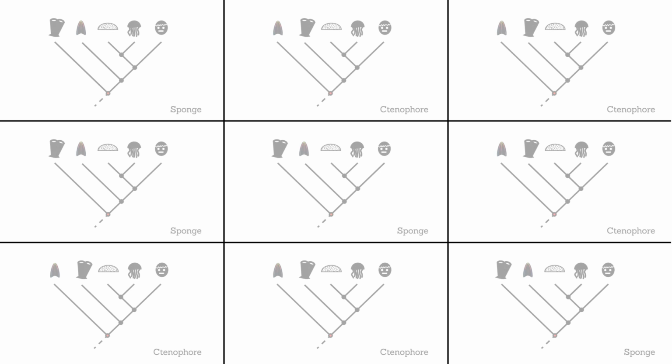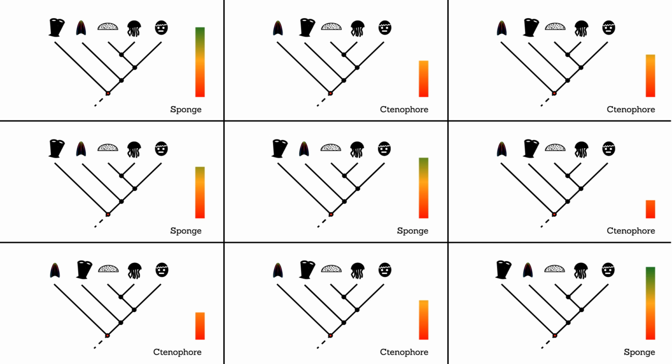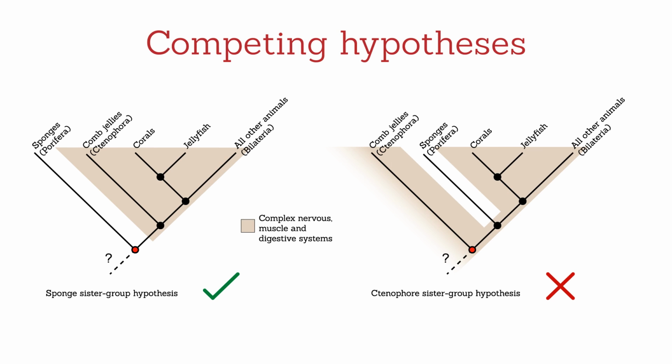Now, a new study, led by the University of Bristol, has evaluated the performance of each model used in the sponge-ctenophore argument. It's been shown that the better fitting models support sponges as being the sister group to all other animals. We can therefore say that the last common ancestor of these two groups was probably sponge-like, and that it did not possess the complex anatomical systems of all other animals alive today.